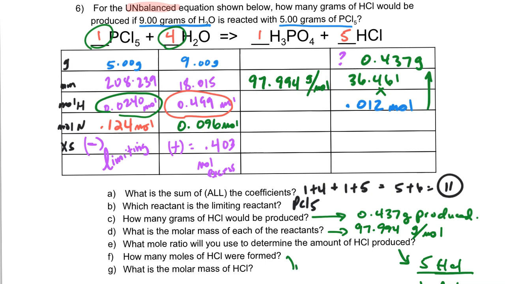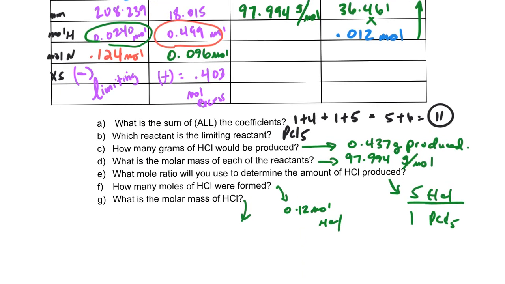And then how many moles of HCl were formed? We already answered that one as well. We learned that that one was 0.12 moles of HCl that were produced. And then the molar mass of HCl, again, when we were trying to figure out the mass of HCl produced, we found out that that answer was, let's move this up a little bit, 36.461 grams per mole of HCl.